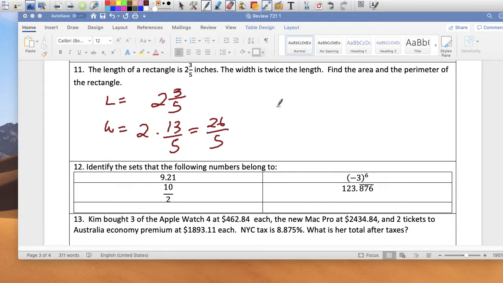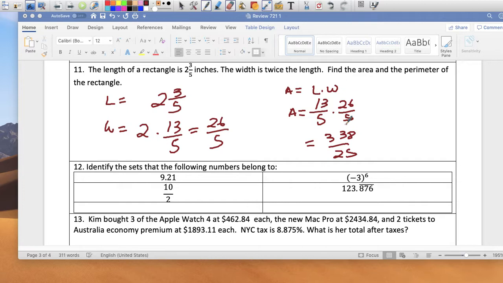And then I want to find the area. So to find the area, we're going to do length times width, right? The area. And I already changed that, so this is 13 over 5. So I'll multiply 13 over 5 times 26 over 5. And that's going to give me my area. Simplify? No. 13 times 26 is 338 over 25 inches squared, but I can do this.